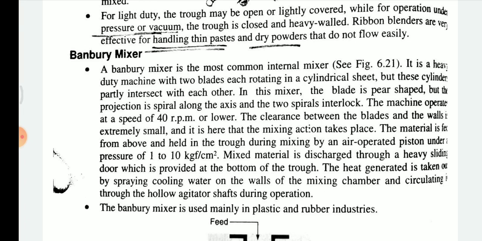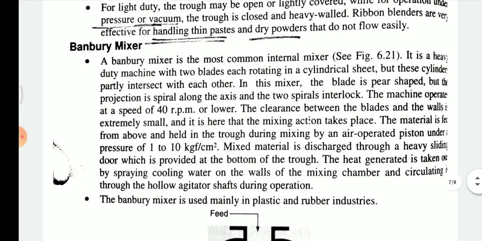And there is a projection in the spiral along the axis, and the two spirals interlock. That means the moving direction is spiral, and the machine operates at a speed of 40 rpm or lower. More than 40 rpm we cannot use for this operation.